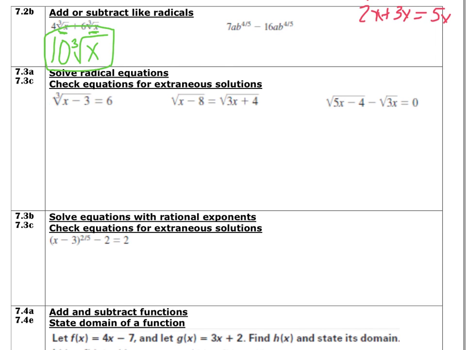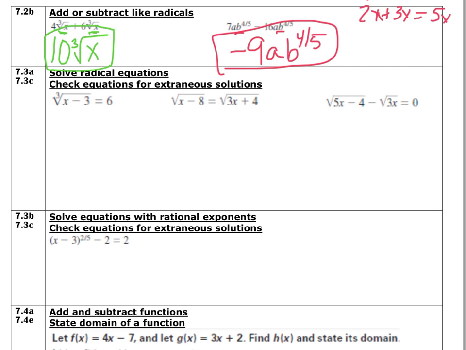So this next one here, it's 7ab to the 4/5 minus 16ab to the 4/5. ab to the 4/5 match up, so those two are like terms. So all you have to do is do 7 minus 16. 7 minus 16 is negative 9, and then you just put ab to the 4/5. And that's our final answer.